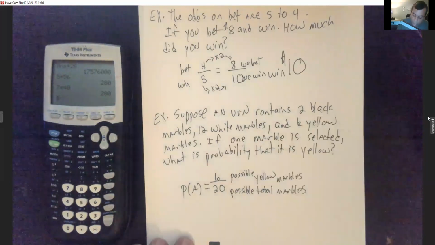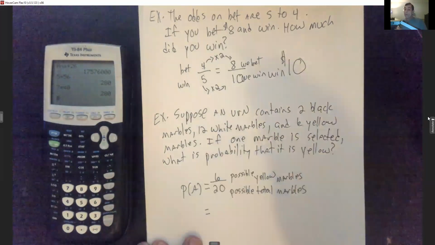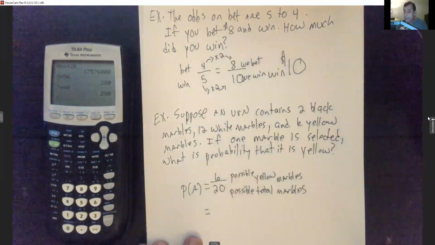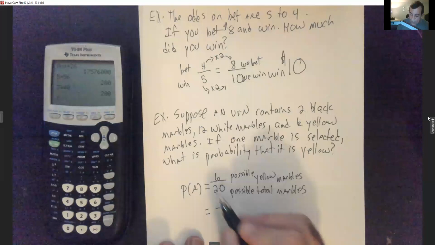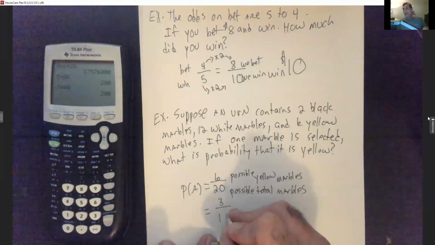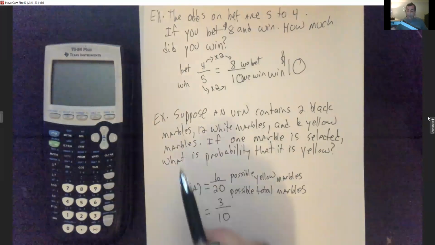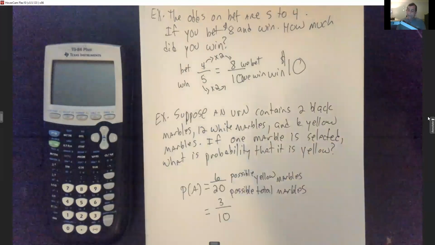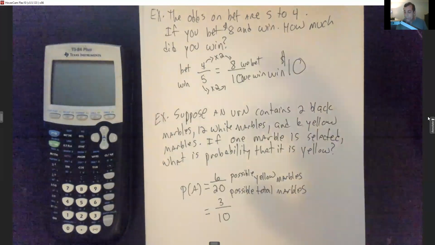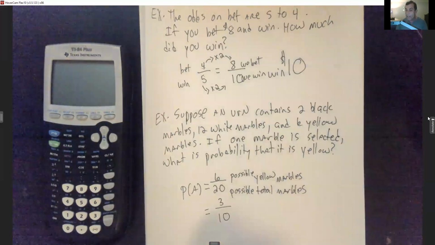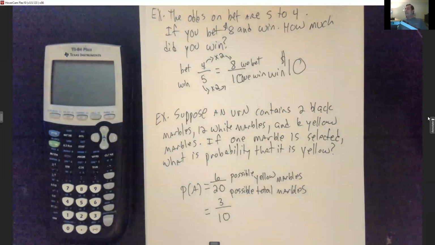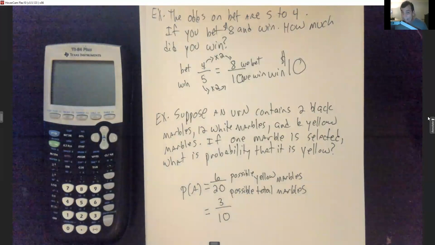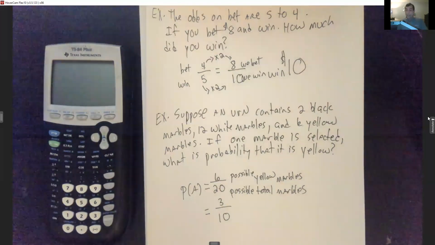All right, so 6 over 20 will reduce. We can divide both of them by 2. So 6 divided by 2 would give me a 3 on top. 20 divided by 2 would give me a 10 on bottom. So if you had these 20 marbles in an urn, that means out of 10 marbles, if I pick 10 marbles, 3 of them are going to be yellow. Or I got a 3 out of 10 chance in getting yellow, which means I got a 7 out of 10 chance that it's not going to be yellow. It's going to be white or black.